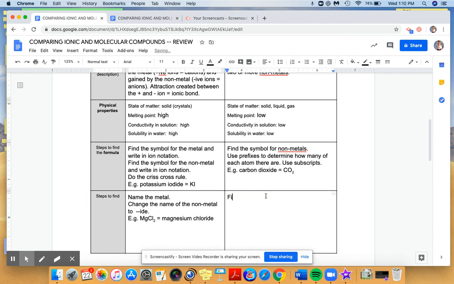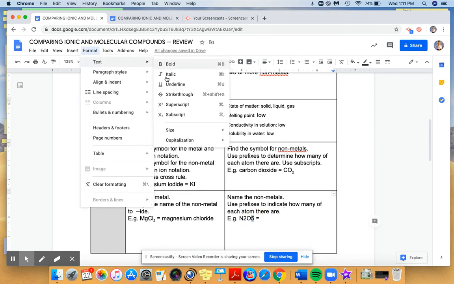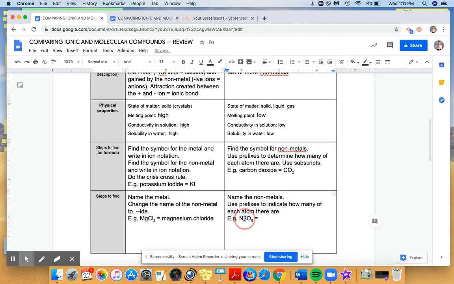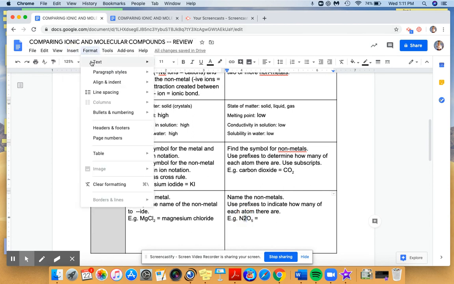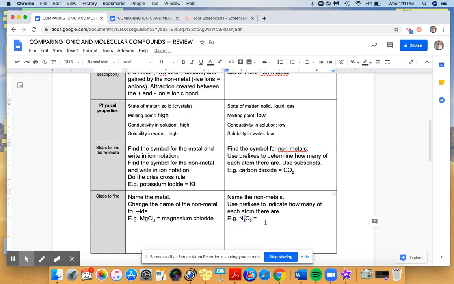For a molecular compound, you can name the nonmetals. Then use prefixes to indicate how many of each atom there are. So for another example, let's say we had N2O5. Make these both subscripts. It's a little bit tedious. It's understandable. If we were to write it out, it doesn't take as much time, of course, but we want to make sure that we're accurate.